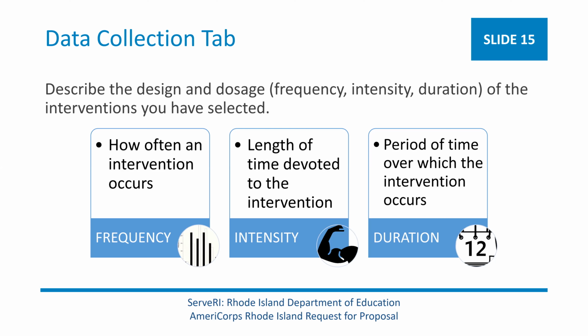The intensity is the length of time devoted to the intervention. So in a mentoring program, perhaps each mentoring encounter is 60 minutes in terms of your program design. So once a week for 60 minutes. And duration. Duration is the period of time over which the intervention occurs. So it's a longer period of time, not the 60 minutes, but how much over the period of the grant. So in the mentoring program, this relationship might take place over 34 weeks. So you've got a dosage here of once a week for 60 minutes over 34 weeks. You've got the complete understanding of the dosage. And that's how you're going to describe your intervention.